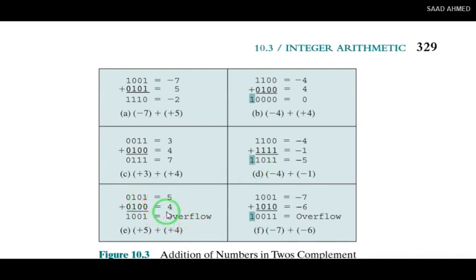5 plus 4 is 9, but there is an overflow because in a 4-bit system you can only have from plus 7 to minus 8. So 9 is not there, that is why it's an overflow case. And the same is the case here. Minus 5 plus minus 7 gives you minus 13, which again indicates an overflow case for the 4-bit. But if you are doing this in the 8-bit system, then it won't be an overflow because the range increases with the number of bits. Okay.